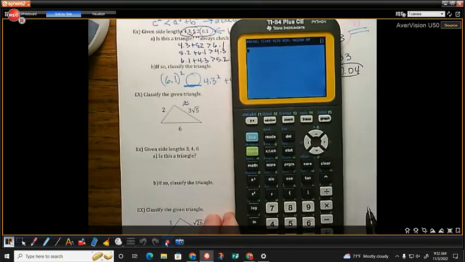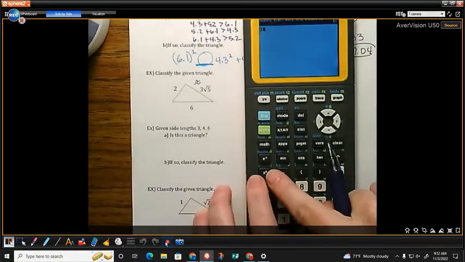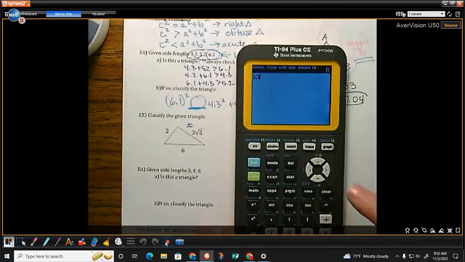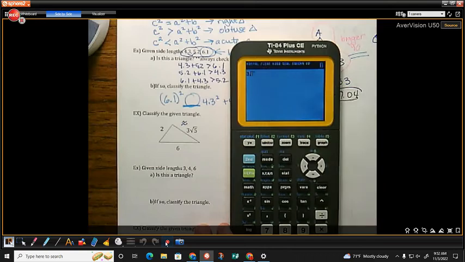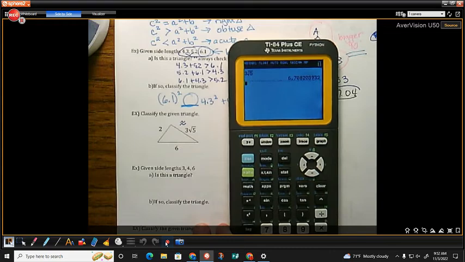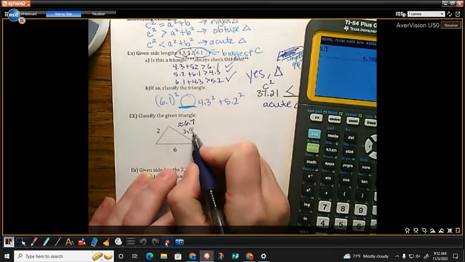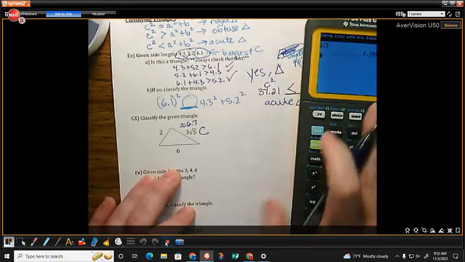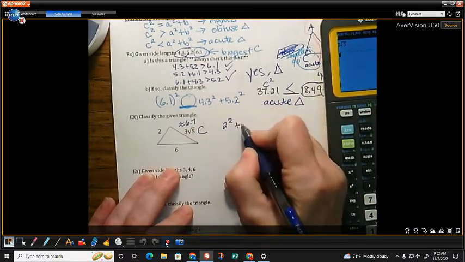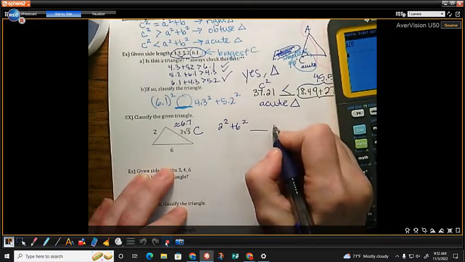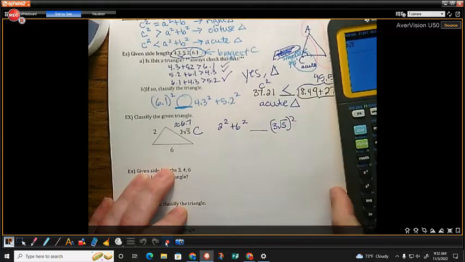If you want to put in 3 root 5 and see how much it is, you type 3, and then the square root is up above the x squared button. So you press second, and then the x squared, and it should pull a square root up. And then we've got a 5 underneath it. Hit enter. But how do you square it? Okay, well first I've got 6.7, so I know this is C. And so I have to set up 2 squared plus 6 squared and compare it to whatever 3 root 5 squared is, bigger than, less than, or equal.